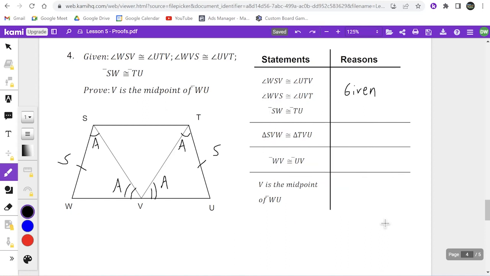You'll be better. But that's kind of the point: it looks true. V does look like the midpoint of WU to me. But I don't know that yet, because you need to do these proofs. So anyways, the next line, why is it congruent? We just said it, AAS theorem.